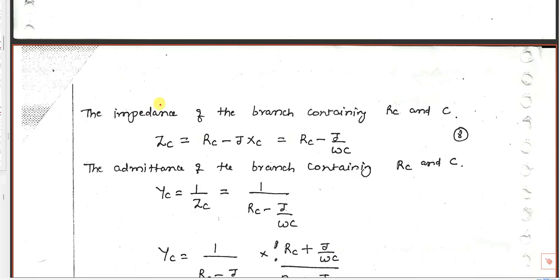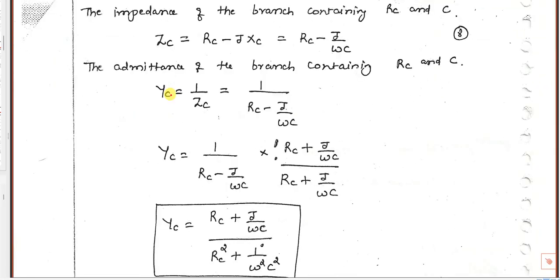Similarly, here we have two branches now. So consider the impedance of the branch containing RC, that is the capacitance branch path. We have to find out what is the impedance. Impedance in the capacitance branch is RC resistance and minus JXC. For capacitance, you have to write minus JXC, where XC is 1 over omega C. And the admittance of the branch is the reciprocal of ZC.